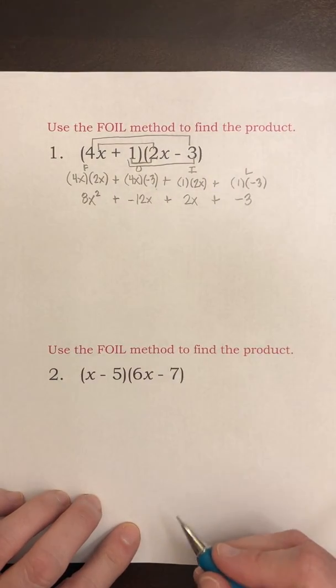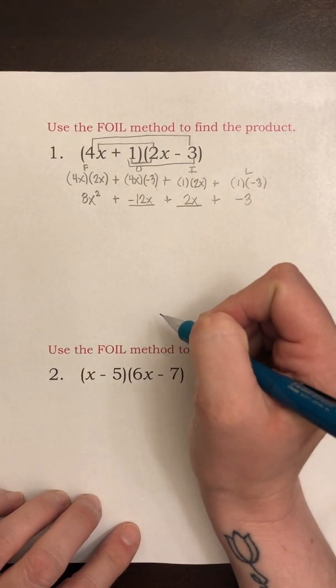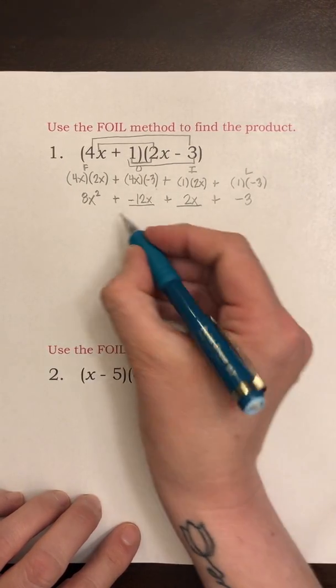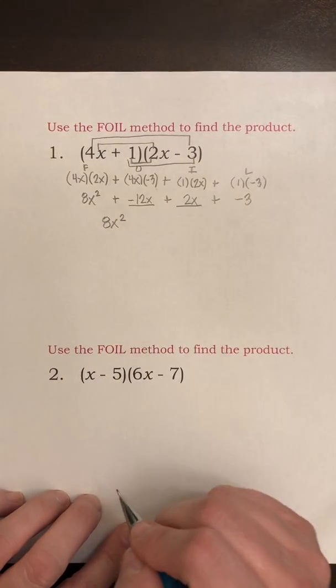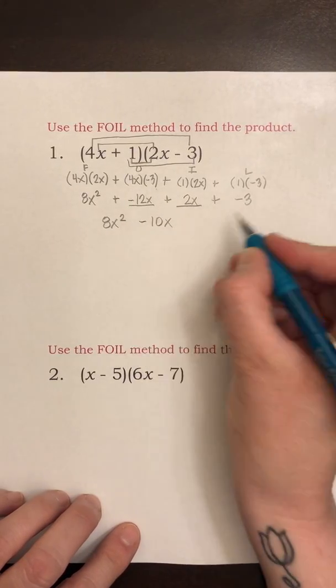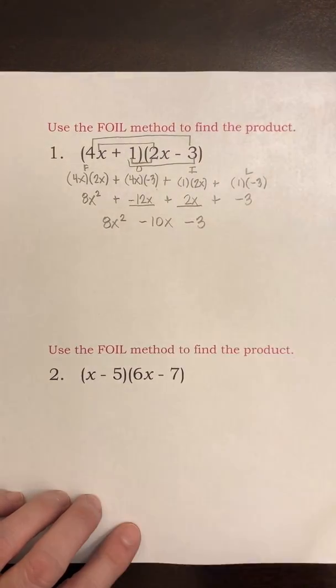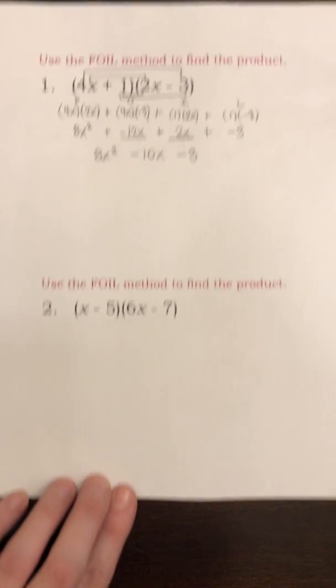Now I want to combine like terms. These 2 in the middle, negative 12x and positive 2x, those are alike. So I'm going to keep the 8x squared in the front. The 2 in the middle turn into a negative 10x. And at the end, I'm going to keep the minus 3. And so there's my answer written in standard form.